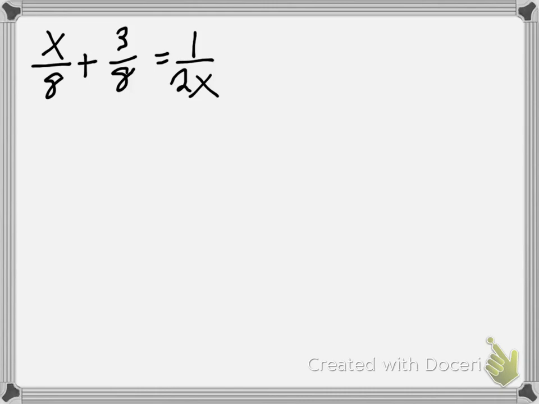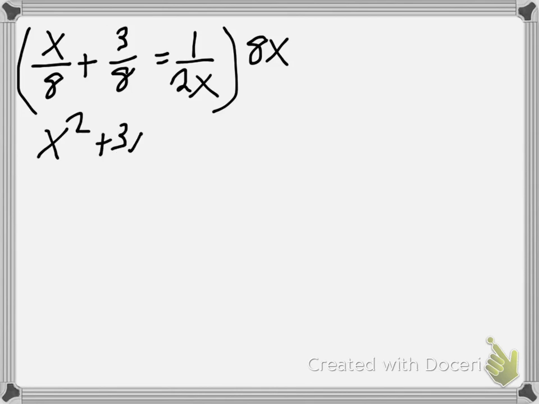All right, guys, what is the least common multiple here? Well, I've got 2x and I've got 8. 2 does go into 8, so that's nice to know. So my least common multiple is going to be 8x. So I'm going to multiply everything by 8x. So 8 goes into 8x, so that gives me an x. So x times x is x squared. That gives me an x again, so that's plus 3x. Now this 2 goes into 8, that gives me 4. 4 times 1 is 4, and the x's disappear. So x squared plus 3x equals 4.